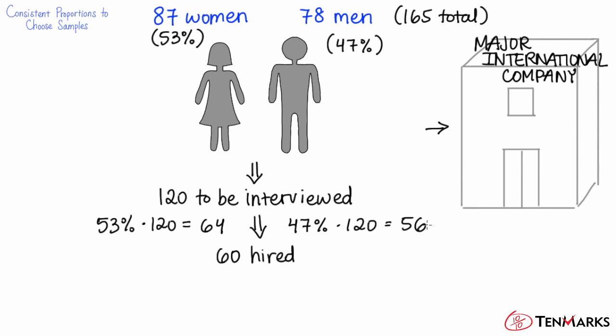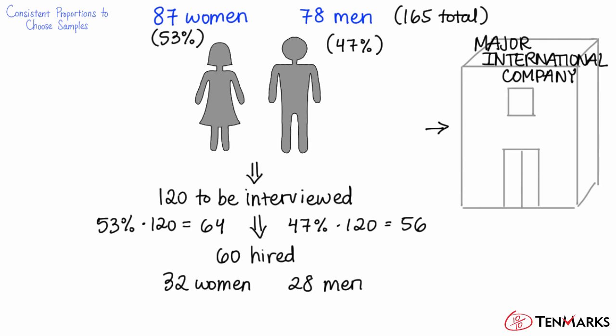Again, this proportion should carry throughout. But you can also look at it this way. There are 60 people hired out of 120 interviewed. That's half. So you can just take half of 64 and 56. Half of 64 is 32, and half of 56 is 28. And if you calculate those proportions again, you'll see that 32 divided by 60 maintains that proportion of 53%.